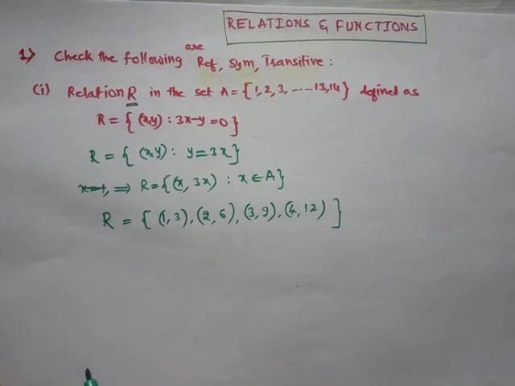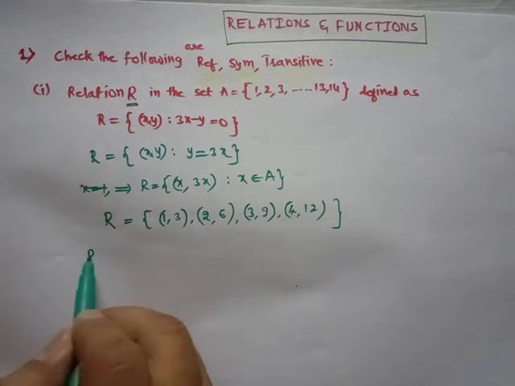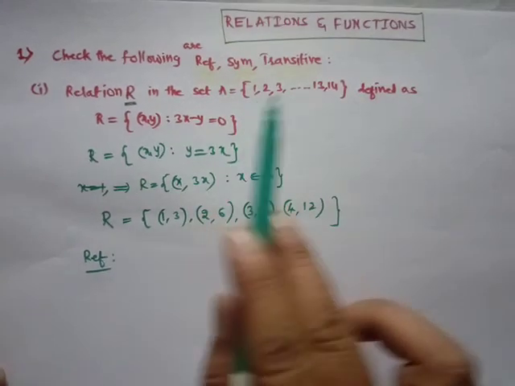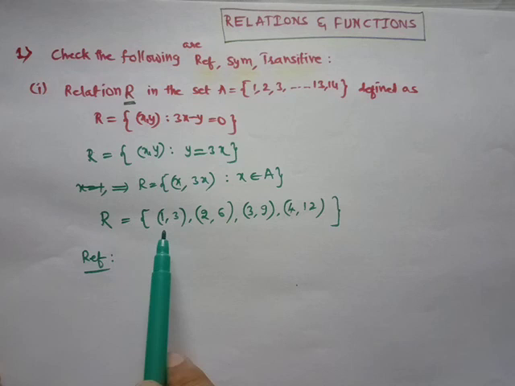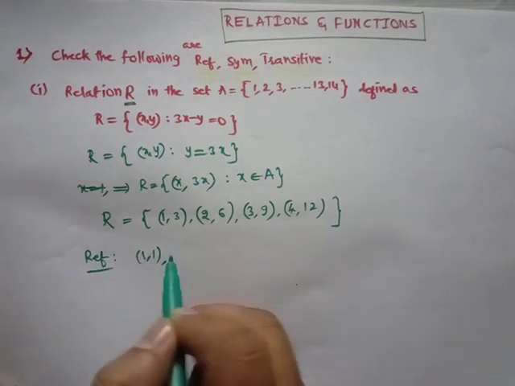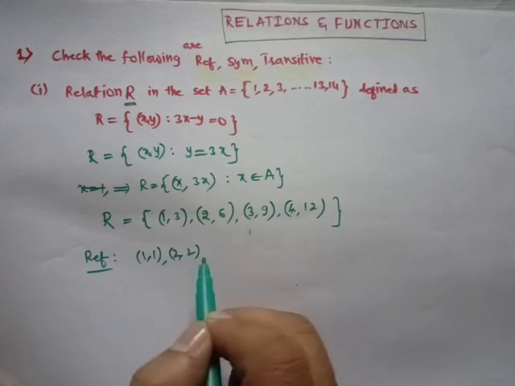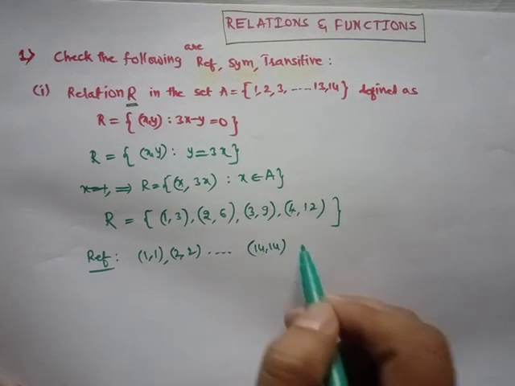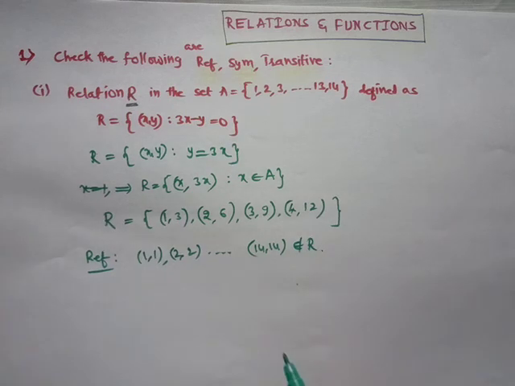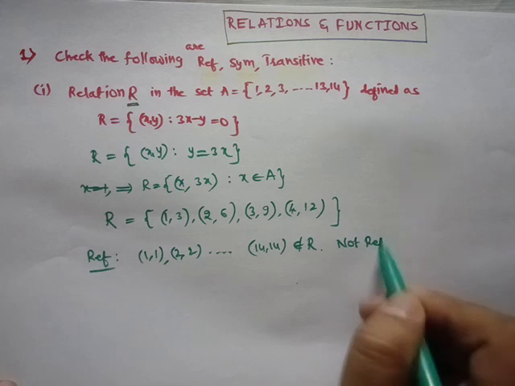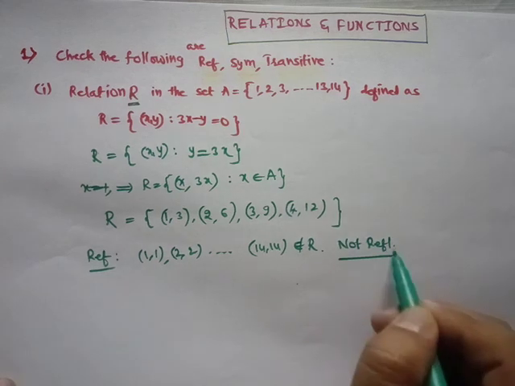Now after knowing the relation, we'll see whether it is reflexive or not. Set A contains elements 1 to 14 and I'm not having (1, 1), (2, 2), and so on till (14, 14). They do not belong to the relation, so it is not reflexive.